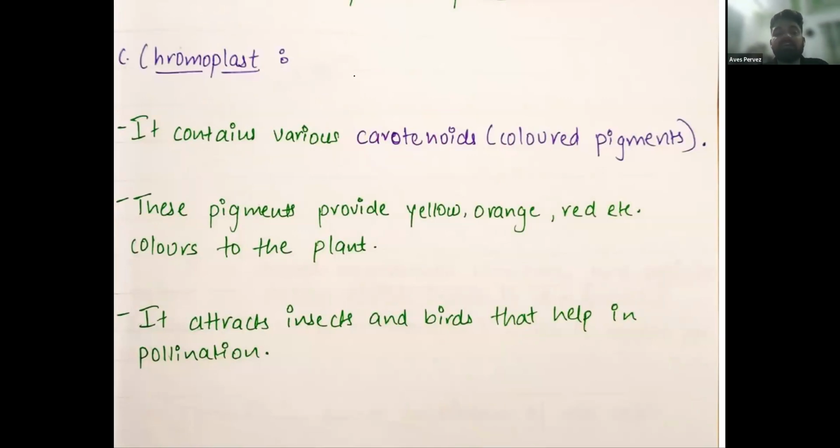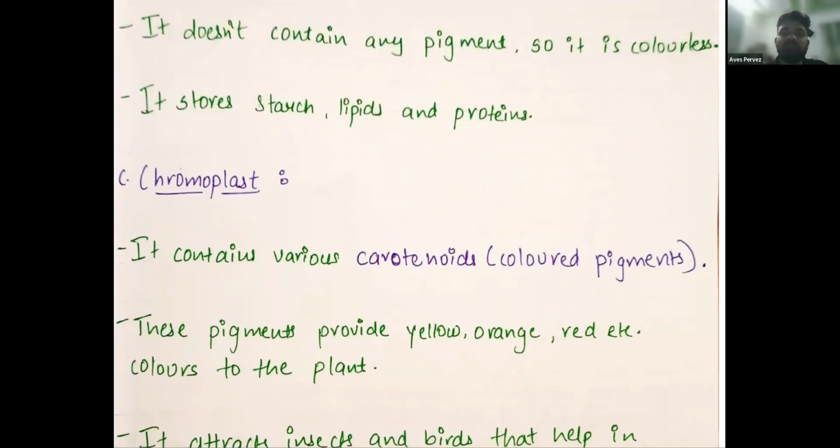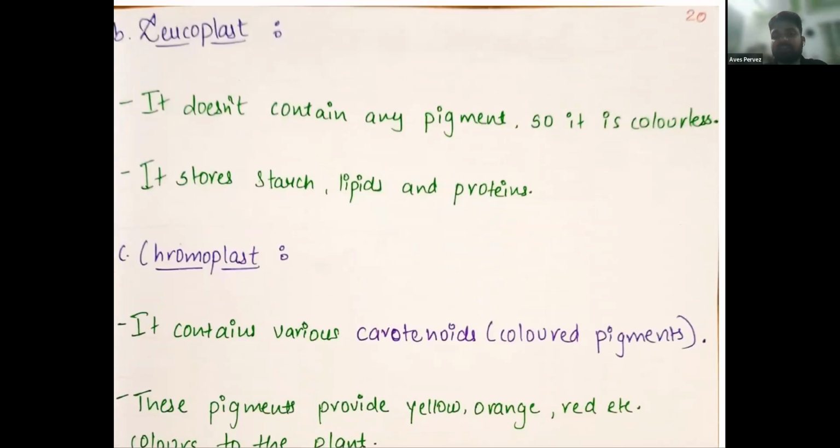The next type of plastid is leucoplast. Check whether we have written about the leucoplast in your copy. No, sir, not written. So please note it down that leucoplast is another type of plastid that does not contain any pigments. Chloroplast is green because of chlorophyll, the pigment used for trapping sunlight. But leucoplast does not have any colored pigment, so it is colorless. It is generally used to store fat, proteins, lipids, and starch.